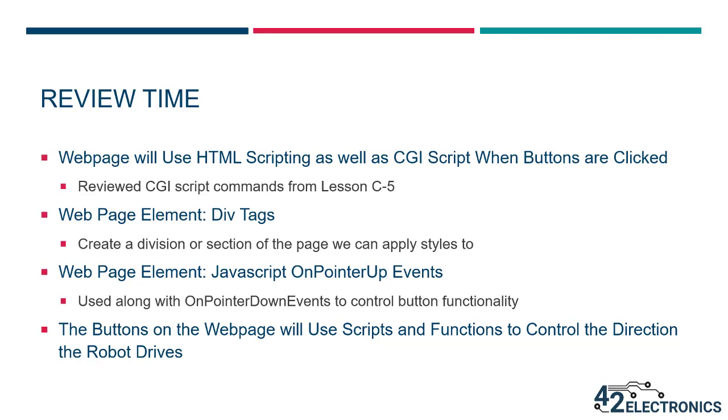We then looked at 2 web page elements that you'll be using. The first was div tags, which create a division or section of the page that we can apply styles to. This allows us to have a nice user-friendly layout. Then we looked at JavaScript on-pointer-up events. You'll use these along with the on-pointer-down events you worked with previously to control the button functionality. The buttons on the web page will use scripts and functions to control the direction the robot drives. Okay, go ahead and move on to the activities where you'll build a web page.